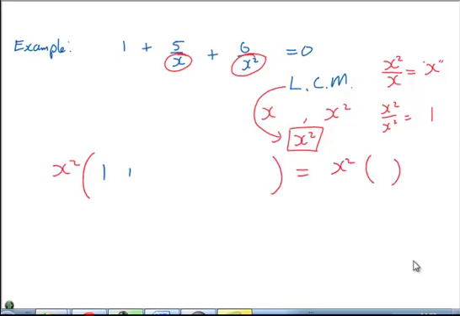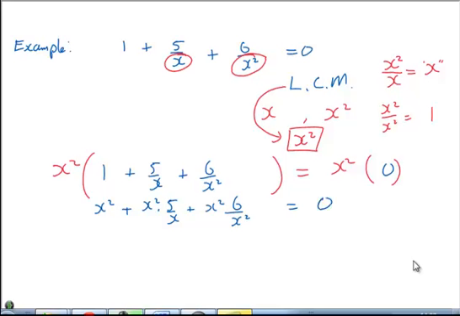We have 1 plus 5 over x plus 6 over x squared is equal to x squared times 0, doing the same thing to both sides of the equation so it remains equal. So x squared by 1 is 1x squared. x squared by 5 over x plus x squared times 6 over x squared is equal to x squared times 0. Anything multiplied by 0 is simply 0.